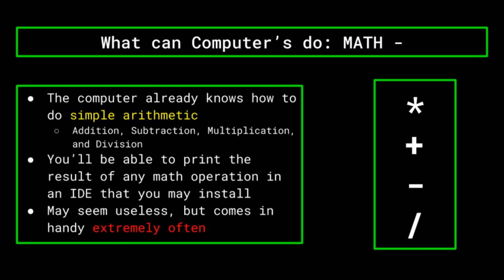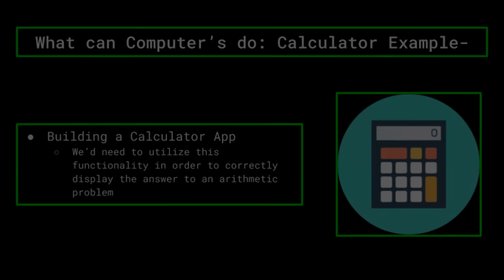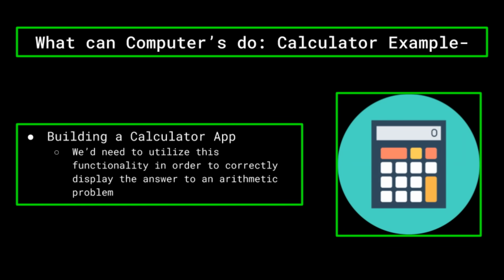But you have to remember that computers are dumb, and anything we want a computer to do, we have to build up from scratch. Basic arithmetic, while simple, helps out in almost any program you may write. For example, if we wanted to build a basic calculator app, we'd need to utilize this functionality in order to correctly display the answer to an arithmetic problem when our user tries to add, subtract, multiply, or divide two numbers.